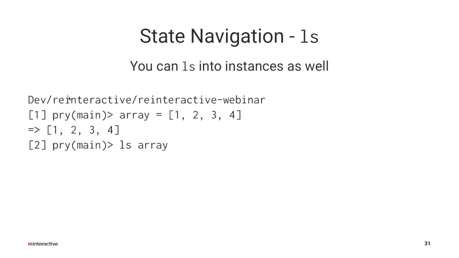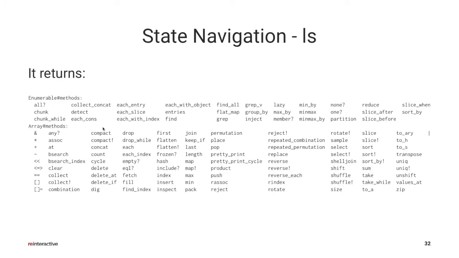You can ls into an instance of that class, and here in this example we create an array and then we ls the array. The difference between both is that it's not going to show the class methods, but it will show all methods of any mixin that was included. In this case, the Enumerable module is included in the array, so it will show all the methods here as well. So these are all the methods that are available for you to use with an array.